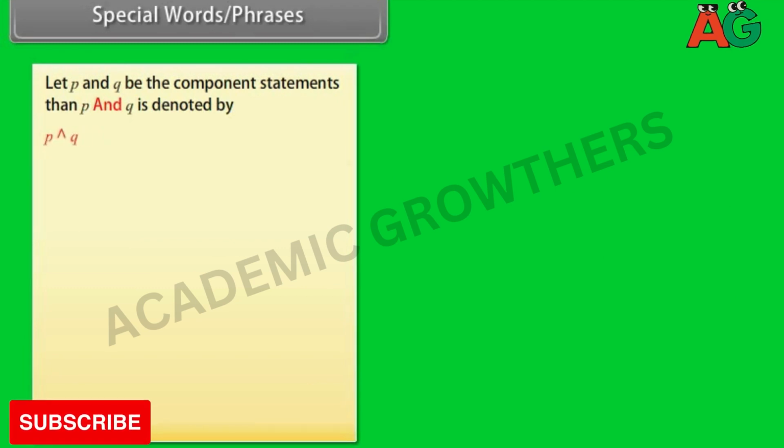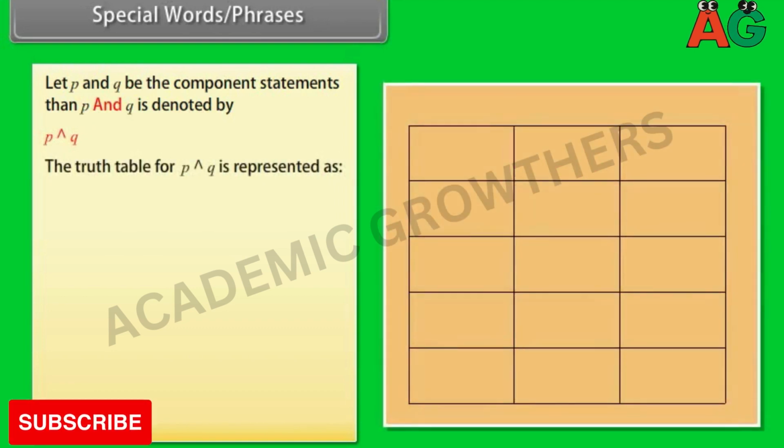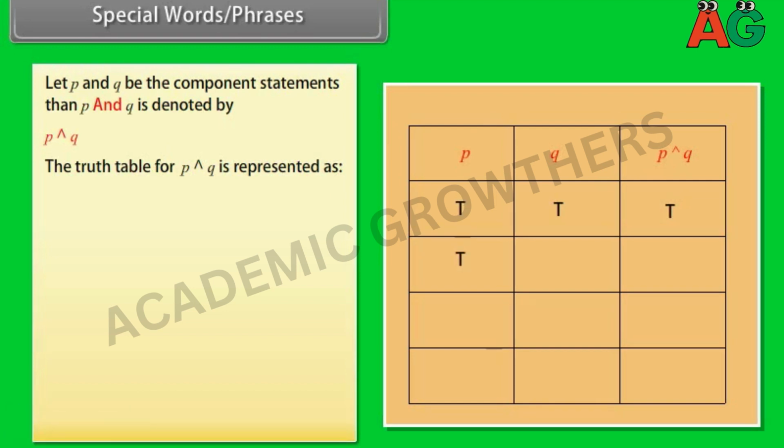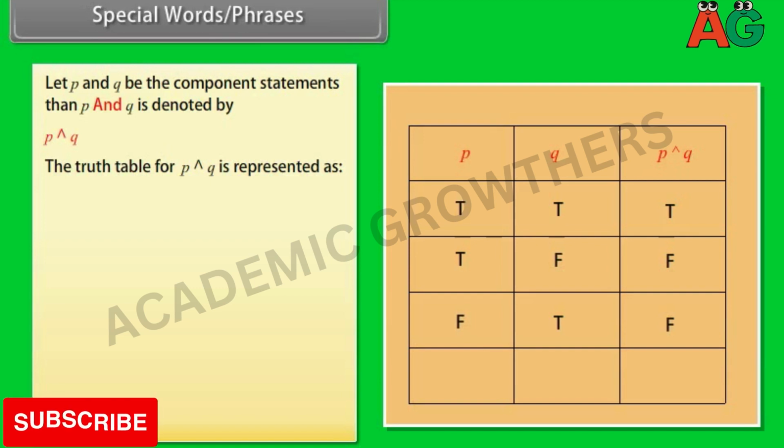∧ Q. The truth table for P and Q is represented as: for P true and Q true, the P and Q is true. For P true and Q false, the P and Q is false. For P false and Q true, the P and Q is false. For P false and Q false, the P and Q is false.